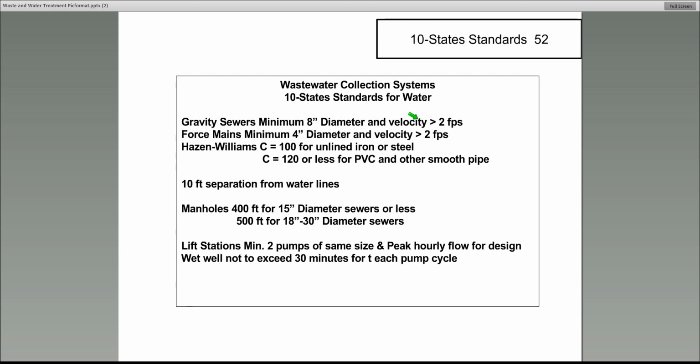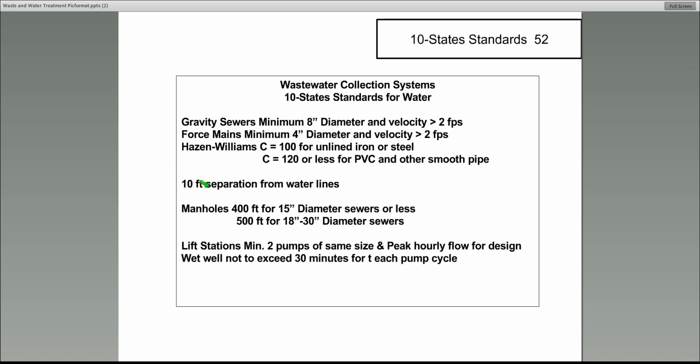Again, the minimum velocity has to be greater than 2 feet per second. Hazen-Williams would be C equal 100 for unlined iron and steel. That may answer somebody's question: why did I use 100? Because most pressure lines are going to be iron or steel, and I'm going to use 100 for that. For the PVC lines, you're going to use 120 or less.